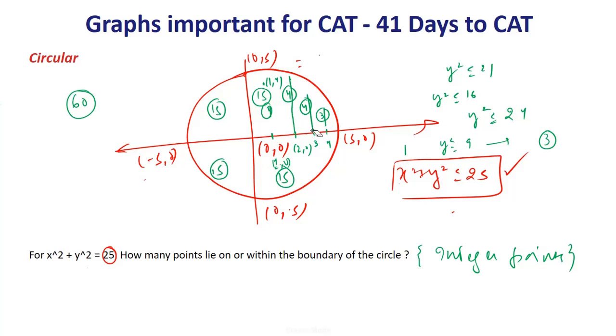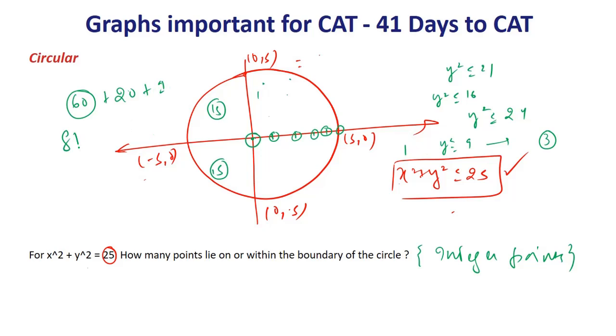Let's count the points on the coordinate axis now. So for example, let's say here, how many points do you have? Here you will have 1 point, 2 point, 3 point, 4 point and 5 point. Similarly, 5 points on each of the coordinate axis, so 20. And finally you count the origin also, which is also inside the circle. So how many points? 81 points. I hope this is clear to you. Again, a very beautiful application of graphs.